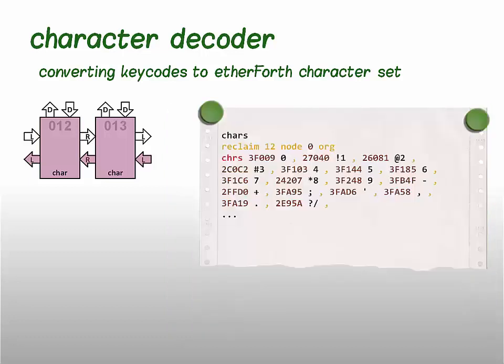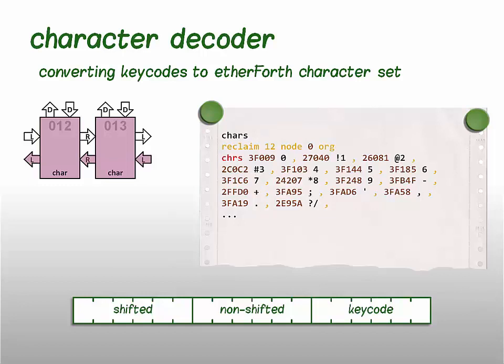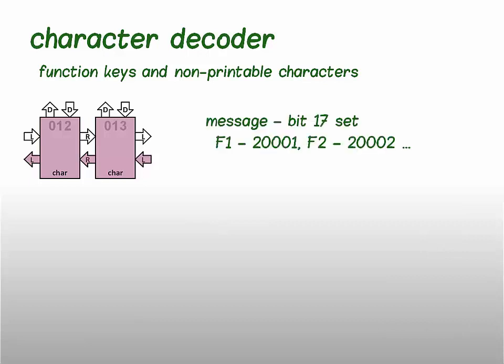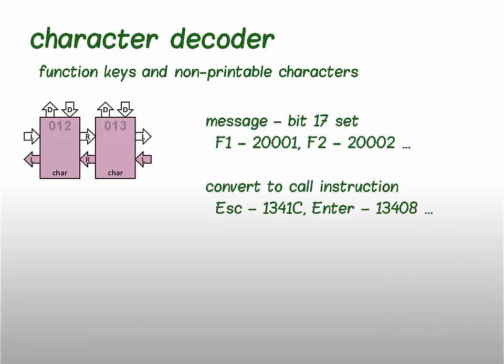The table looks like this. Each word in the table contains a key code in the low 6 bits, which is used as an index. Non-shifted and shifted characters are then stored in middle and top 6 bits respectively. Function keys and non-printable characters have no code in etherForth character set. They can be encoded either as messages with bit 17 set, or they can be converted into call instructions that we can send directly to a target node for port execution.